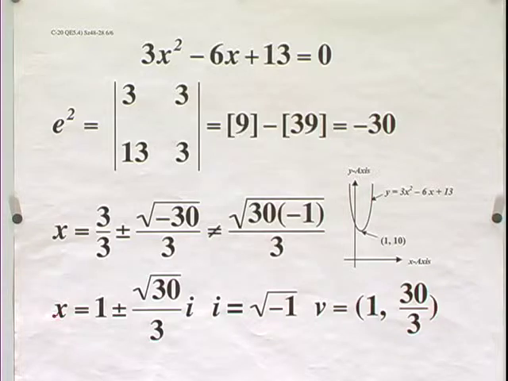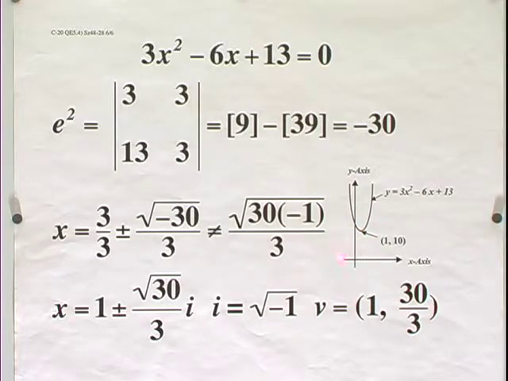So the roots are going to be 1 plus or minus square root of 30 over 3 times this thing I. The vertex will be that 1, that's the x-coordinate, and it'll be minus this, minus a minus is a plus 30, divided by a. So when you do this, we get 10, 1 comma 10. There it is right there.